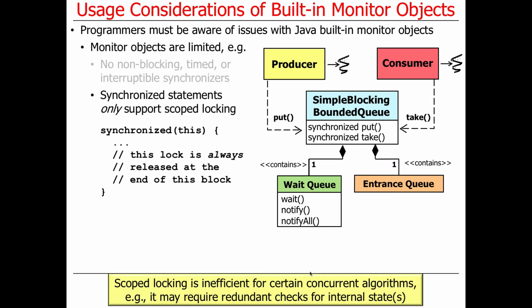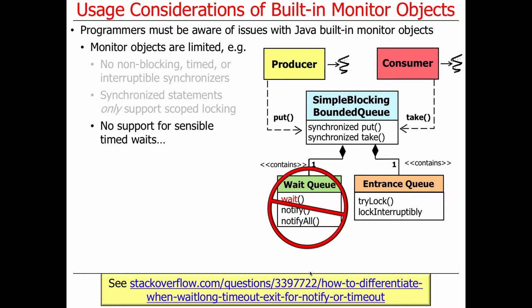The synchronized statements only support scoped locking. And what that means is that whenever you come into a synchronized statement, no matter what happens, the lock is always released at the end of the block. And it turns out that that is actually inefficient for certain types of concurrent algorithms because it requires potentially redundant checks for internal states. I'll show you an example of this when we go over the assignment 4 skeletons later this morning. And you'll see some examples of where that becomes a problem.